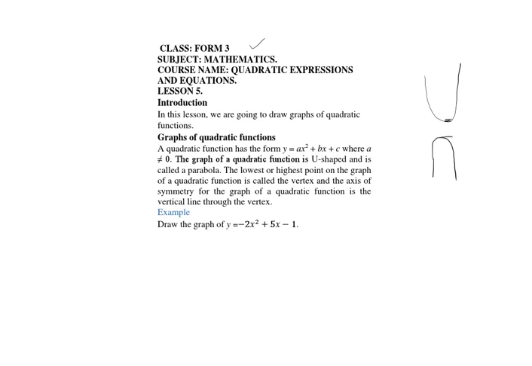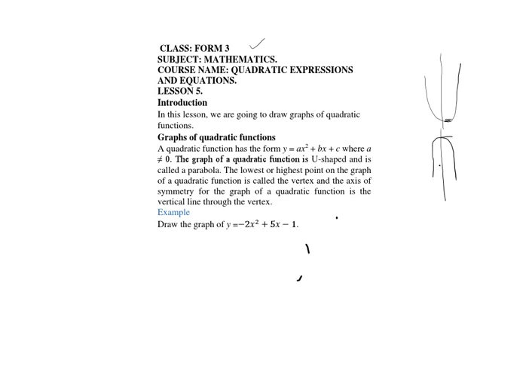So the lowest or the highest point on that graph is called the vertex, and the axis of symmetry for the graph of a quadratic function is the vertical line through the vertex. So if we want to get the axis of symmetry, we draw a line which is passing through the vertex of these graphs, and that is the axis of symmetry.